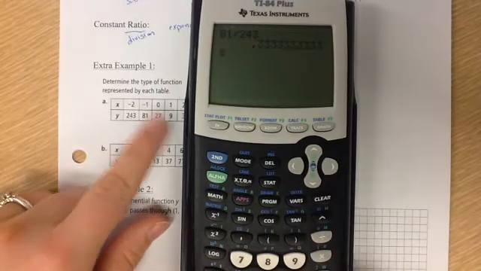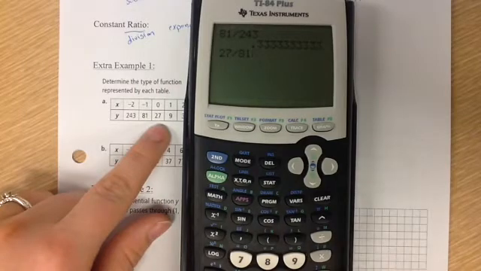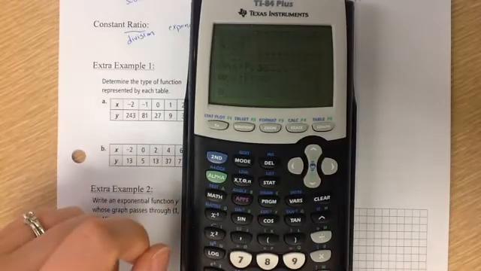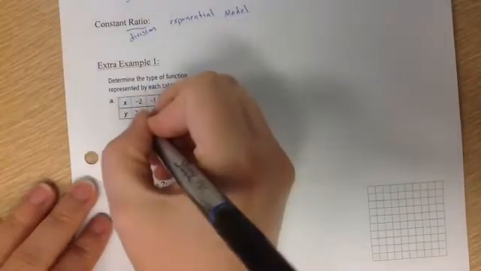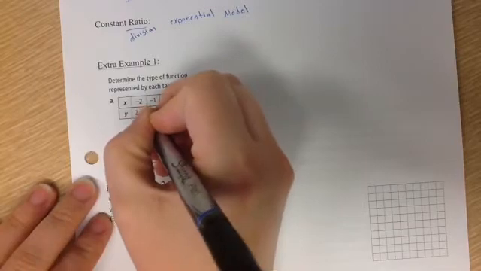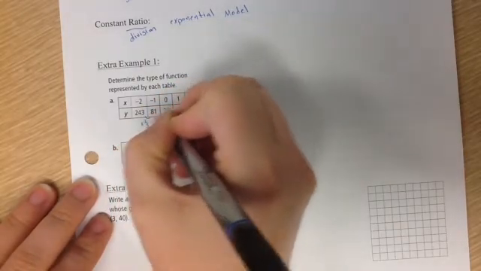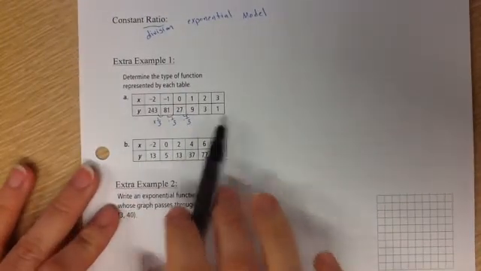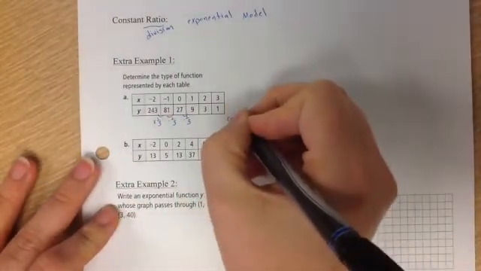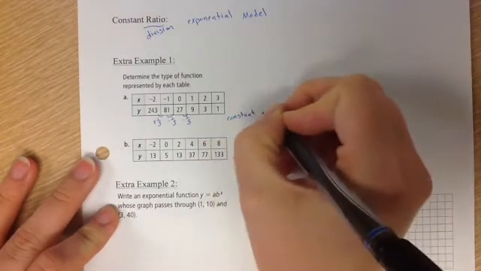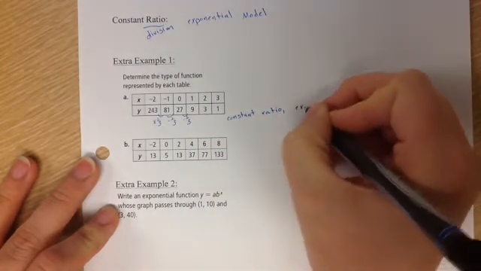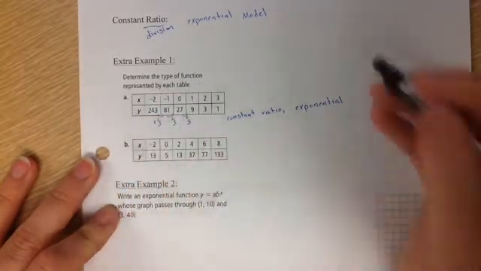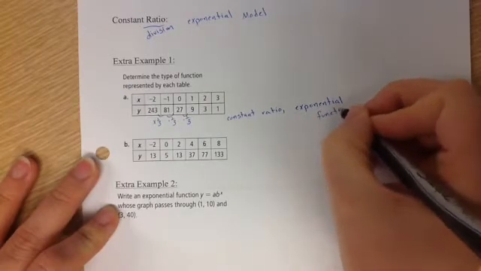We get 0.3. Now I'm going to take 27 and divide it by the 81. 0.3. Take the 9 and divide it by 27. We get 0.3, which is 1/3. So I multiply by 1/3 each time. Multiply by 1/3, multiply by 1/3, okay, to get from one to the next. So since this has a constant ratio, a constant division, I know it's going to be an exponential. Determine the type of function, it's going to be an exponential function because of that constant ratio.